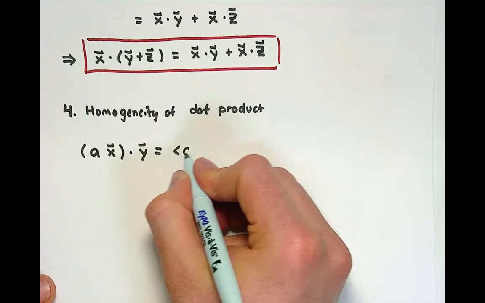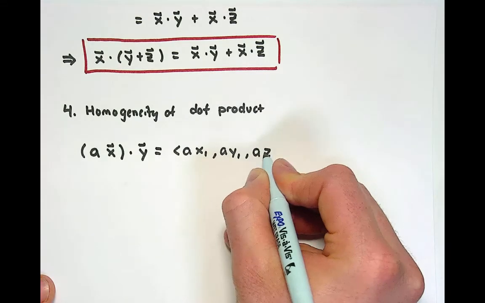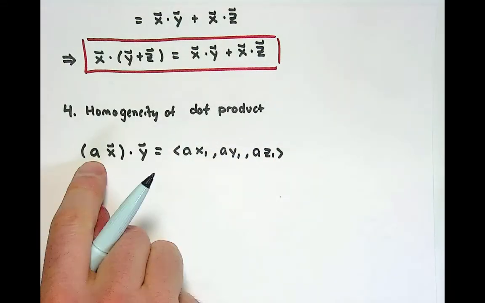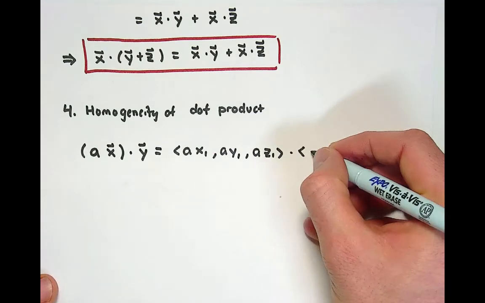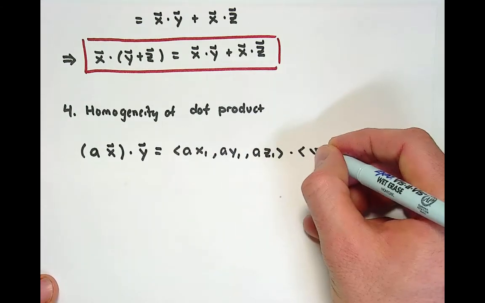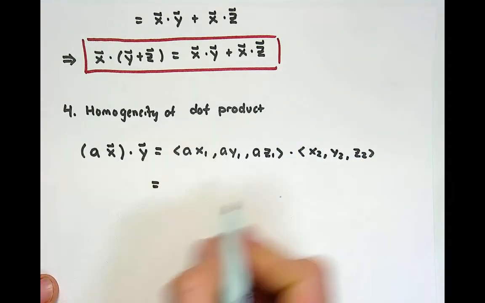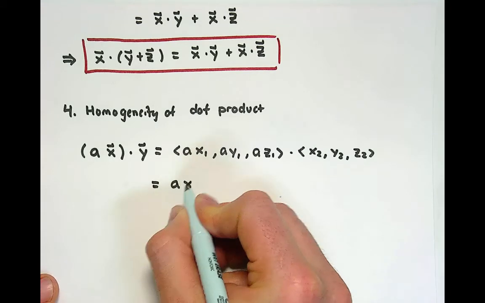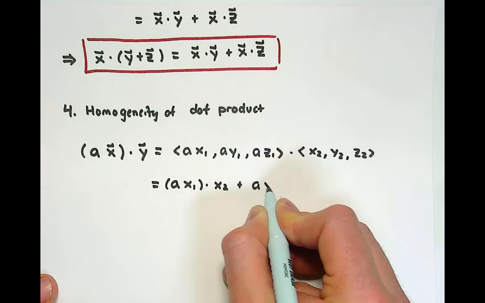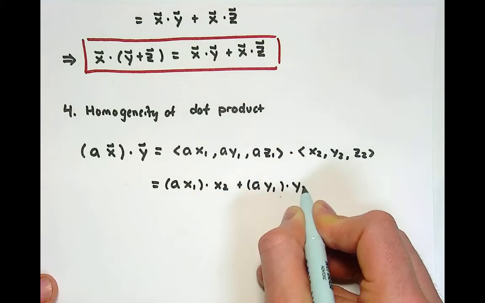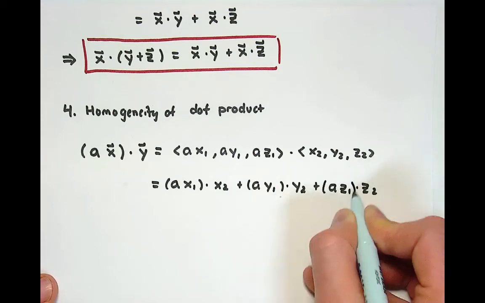A times x would be ax1, ay1, az1. So because it's scalar vector multiplication, I just bring the scalar into each component. And then I go ahead and look at this as x2, y2, z2. When I multiply all this out, this is ax1 times x2 plus ay1 times y2 plus az1 times z2.